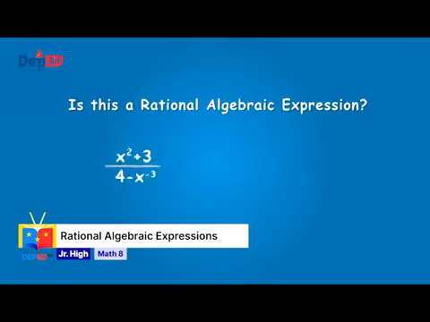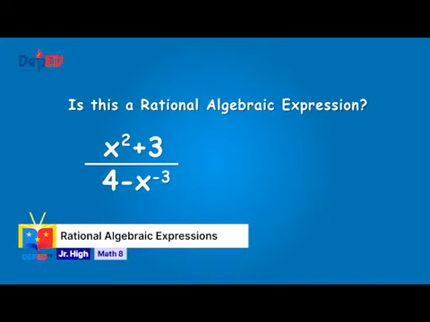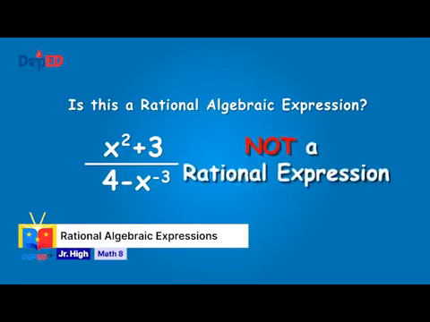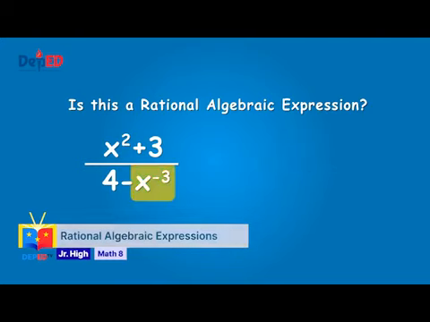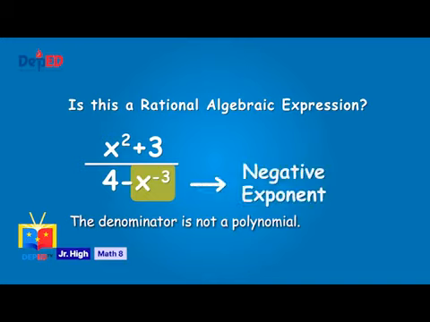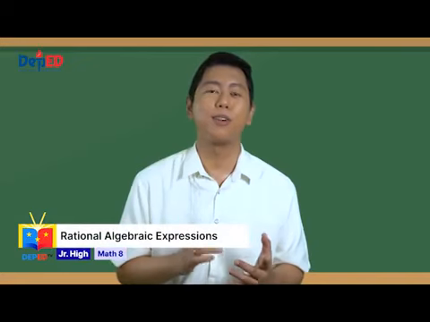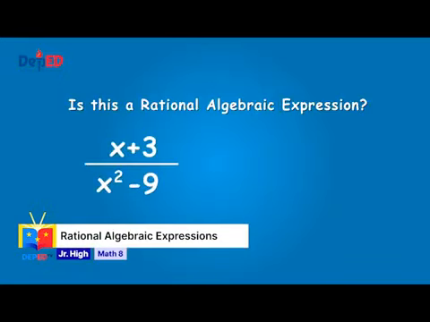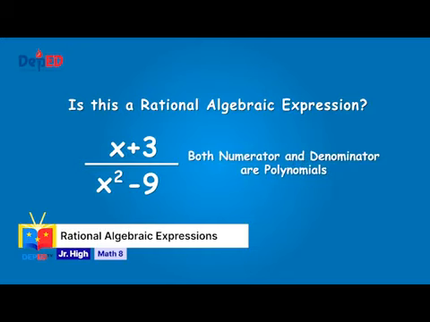Next one, x squared plus 3 all over 4 minus x raised to negative 3. This is also not a rational expression since the denominator is not a polynomial. The variable has a negative exponent. Last example, x plus 3 all over x squared minus 9. This example is a rational expression because both numerator and denominator are polynomials.